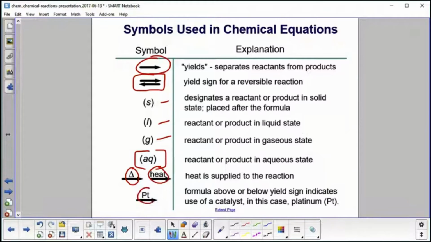Or if we have something like this, that shows a catalyst is being used to make the reaction go, and we'll of course talk about catalysts later. In this case, platinum is the catalyst. And you use those in catalytic converters on your car. It helps clean the air and reduce pollution. And they have platinum in there. That's probably why they're so expensive.